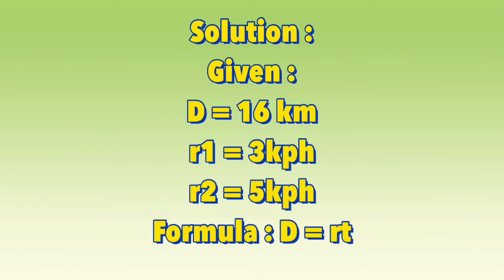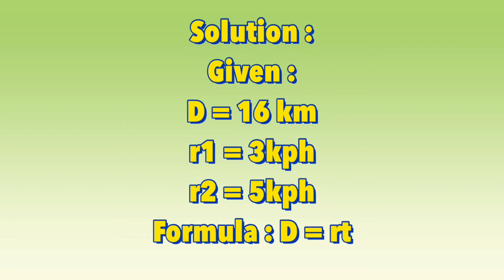Okay, our solution. We have to pick up first the given. The distance is 16 kilometers. For Lorna, we have 3 kilometers per hour as the rate, and for Peter it is 5 kilometers per hour. And we have to use the formula D equals rate times time. This is the constant formula, the uniform formula. When we say uniform motion, we mean to say this speed is constant.